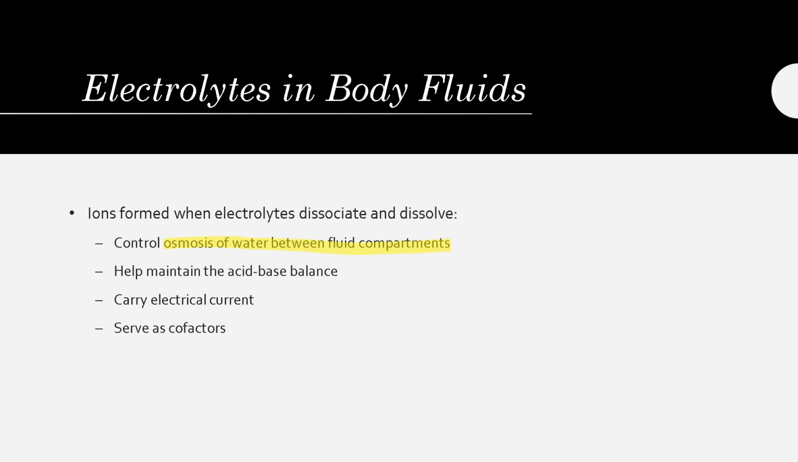Ions also help to maintain the acid-base balance that's required for normal cellular activities. Ions carry electrical current as well, so this is really important. This allows for the production of action potentials and graded potentials. So these ions that are produced when electrolytes dissociate are very important for our everyday lives. Several ions also serve as cofactors. So these are ions that are needed for optimal activities of enzymes. Again, a very important role.